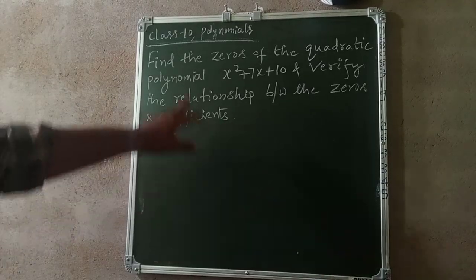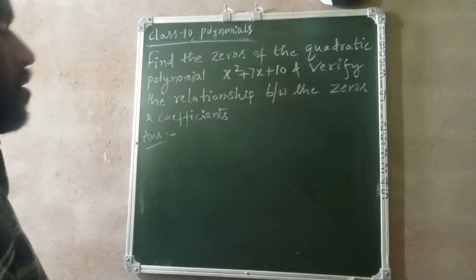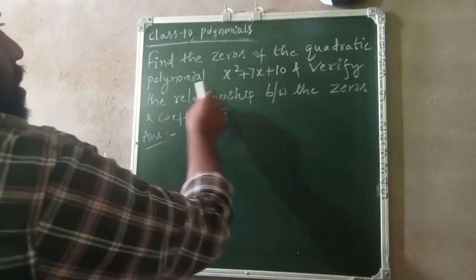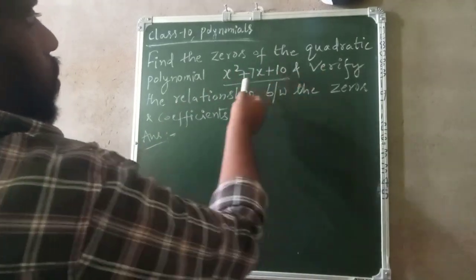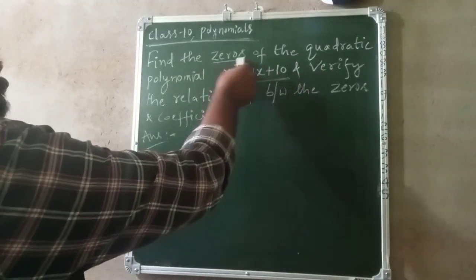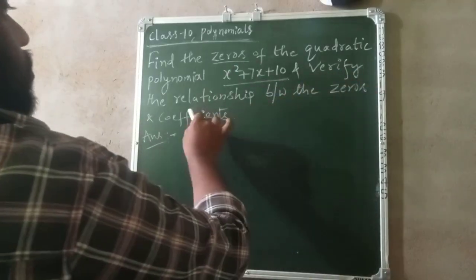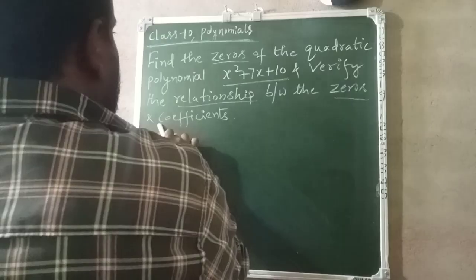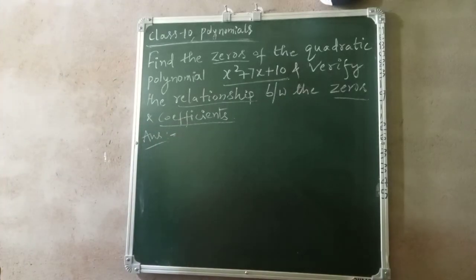So this is for class 10 students, polynomials chapter. This is the question: find the zeros of the quadratic polynomial. A quadratic polynomial is given, we have to find the zeros and verify the relationship between zeros and coefficients.